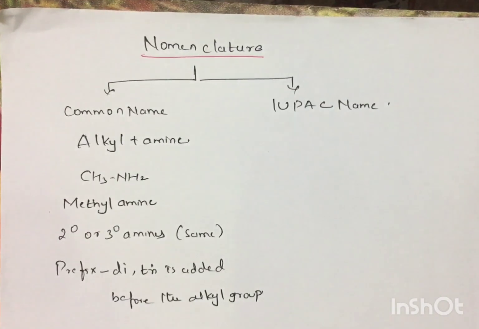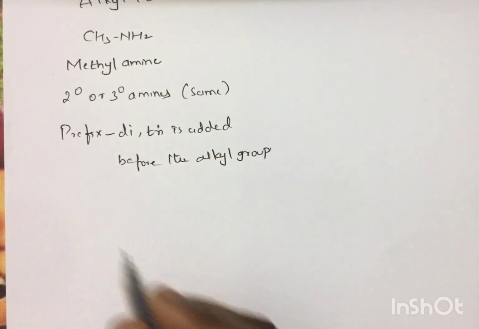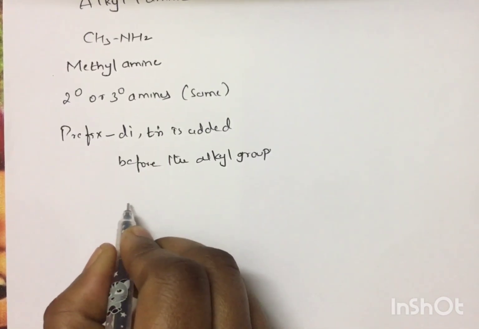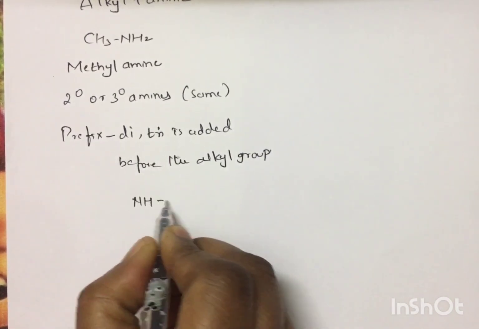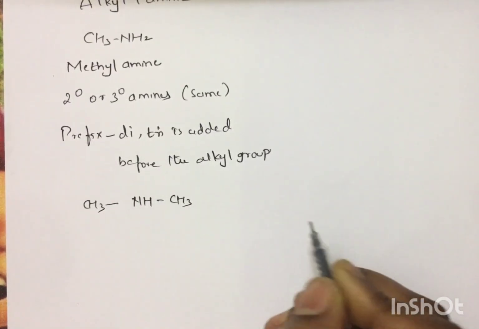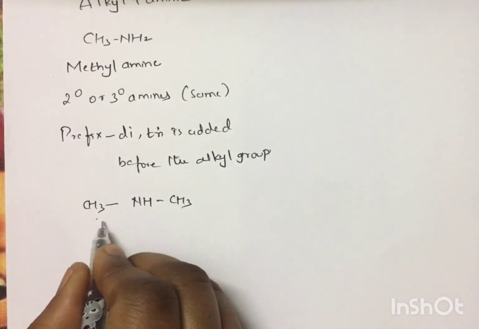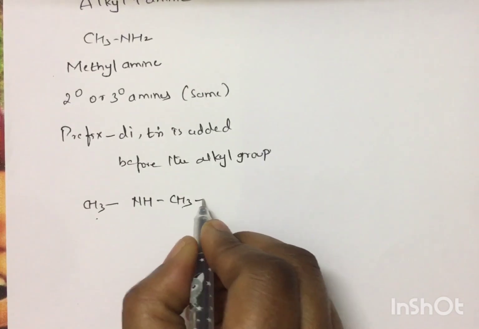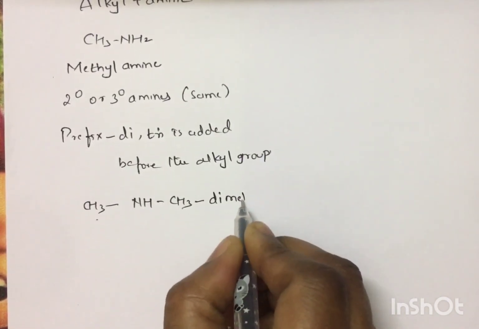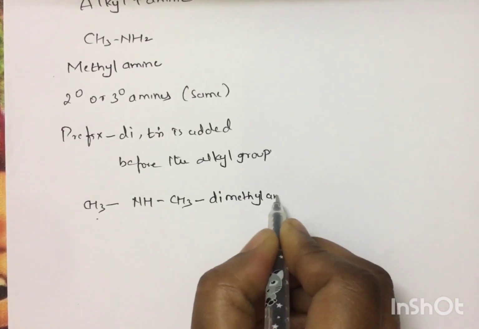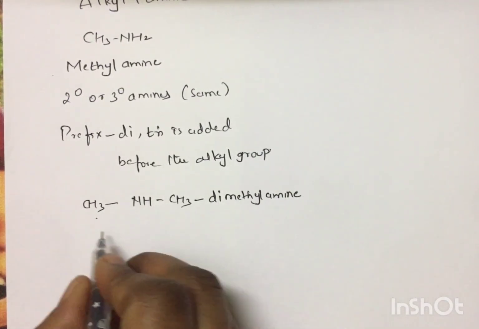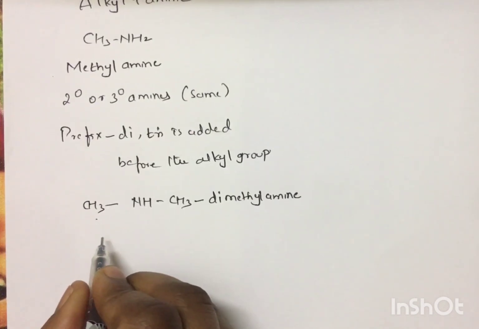Let us see one example. If the compound is NH CH3 CH3, this is a simple amine. Here there are two methyl groups present. So, we will name it with the prefix di, the alkyl name methyl, and as usual amine. So, dimethyl amine.